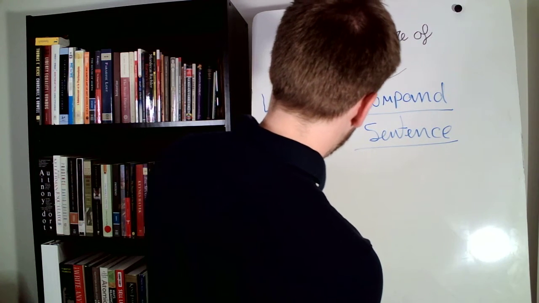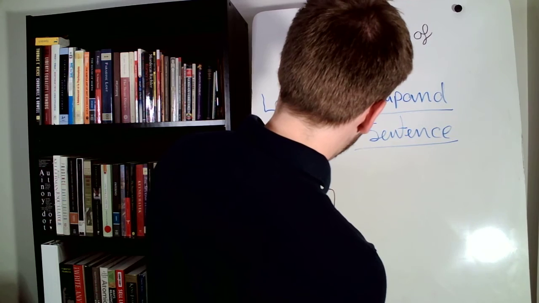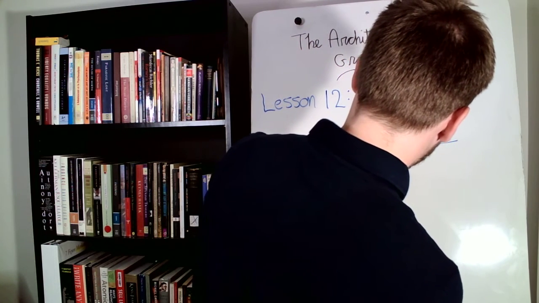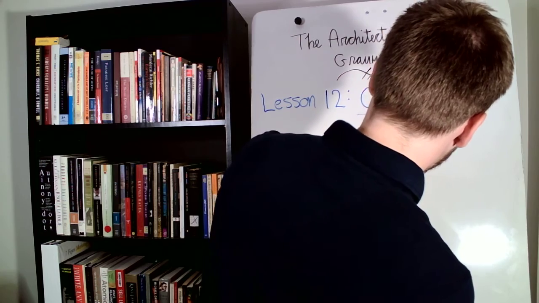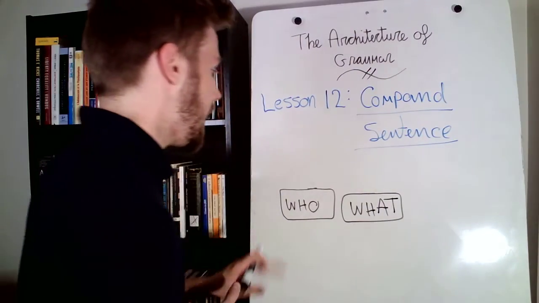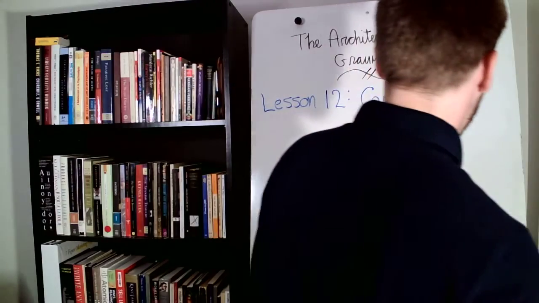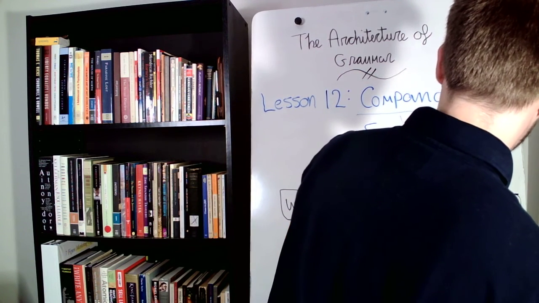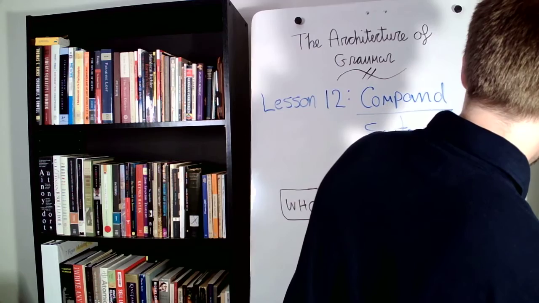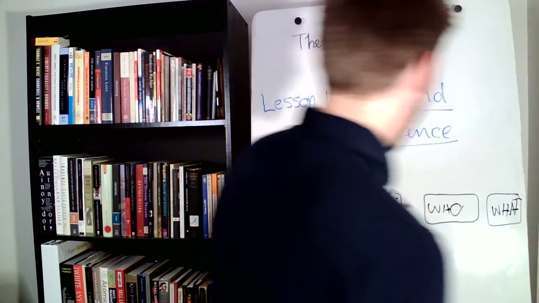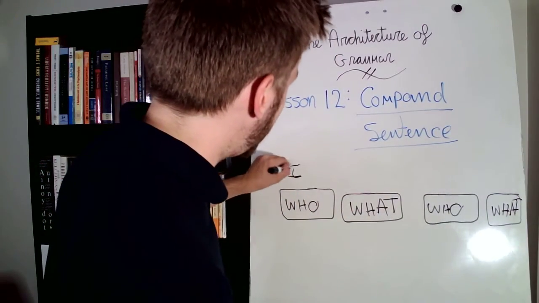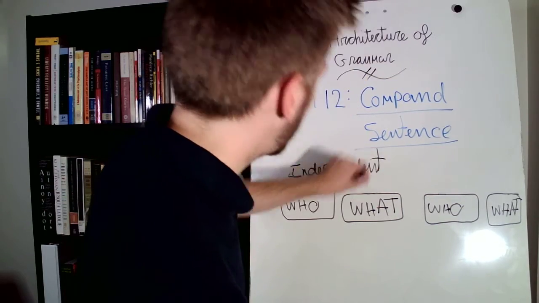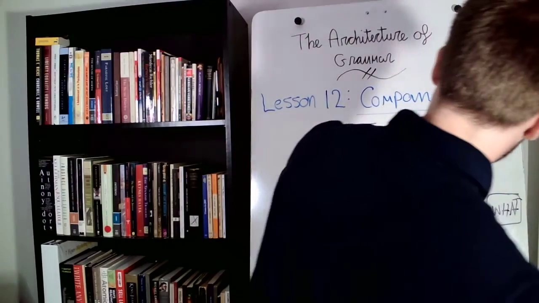So let's have our who. What, and we have another one. We have another clause that has a who and a what. So we have these two independent clauses.